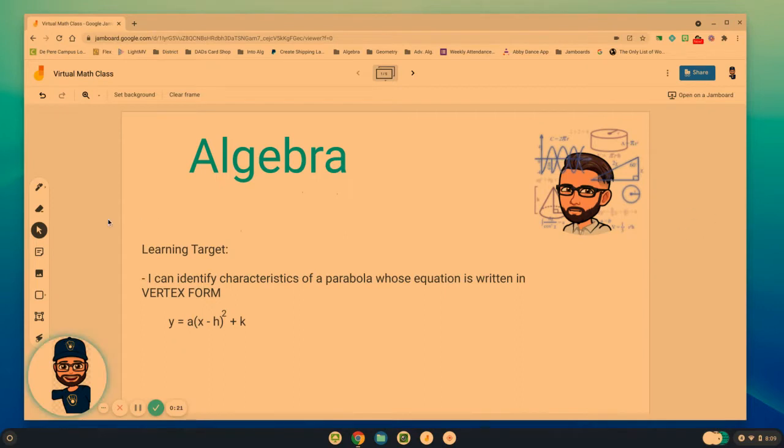Today, we focus on the introduction to something called vertex form, which is this formula. You might want to write that down as vertex form. So maybe pause the video and write that down. But again, today we're going to identify characteristics of a parabola when it's written in that vertex form.